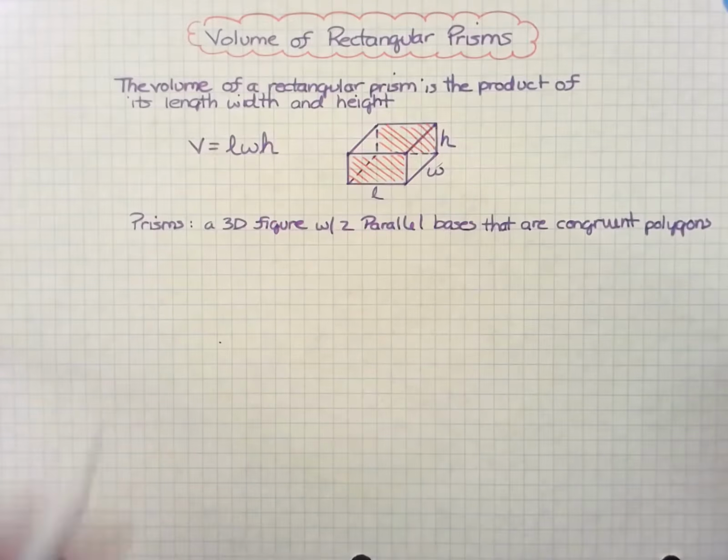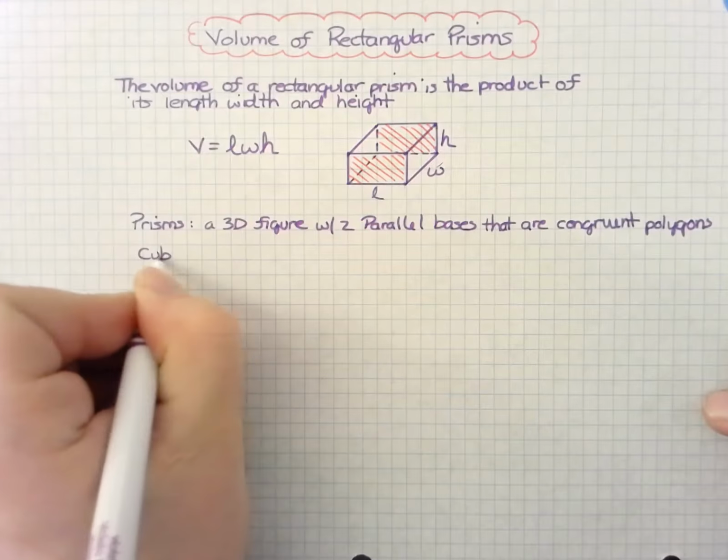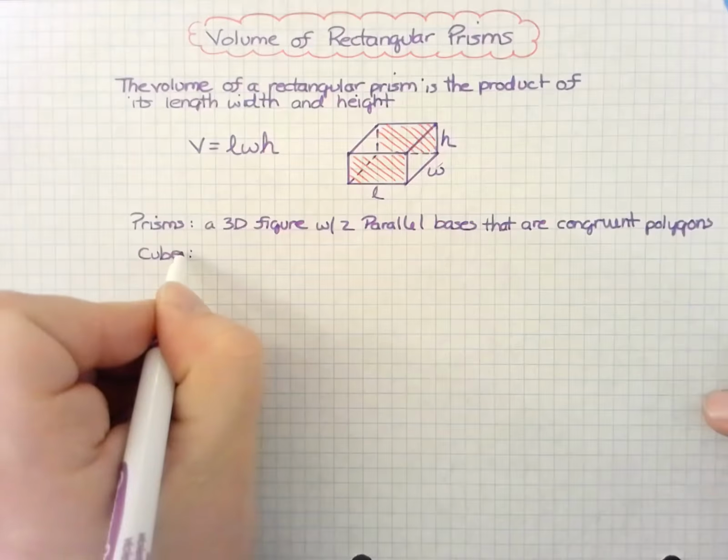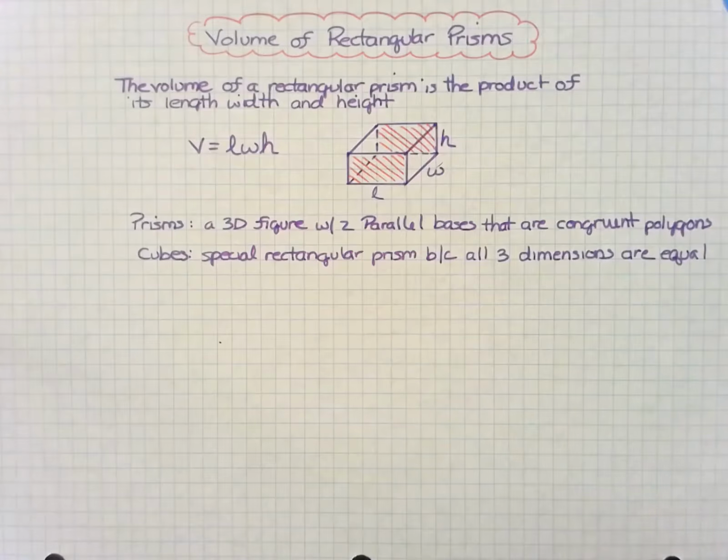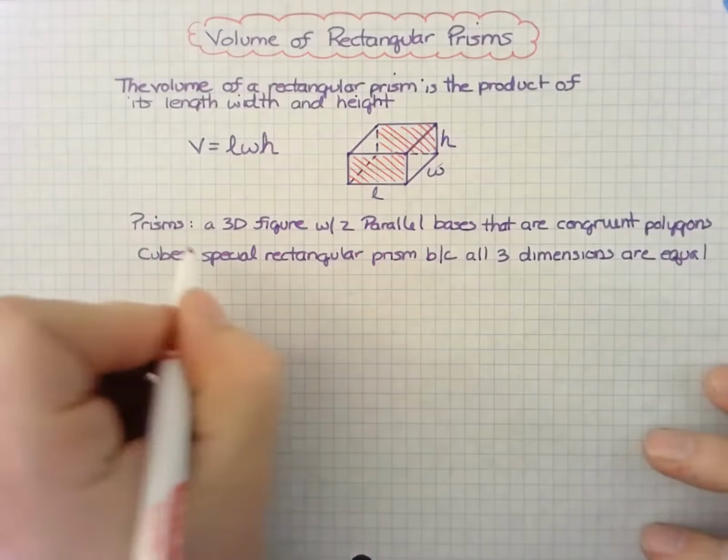So what's a cube specifically? Well, it's a special rectangular prism because all three dimensions are equal.